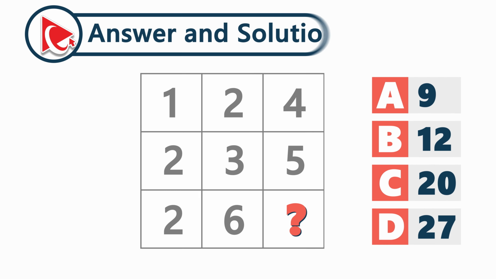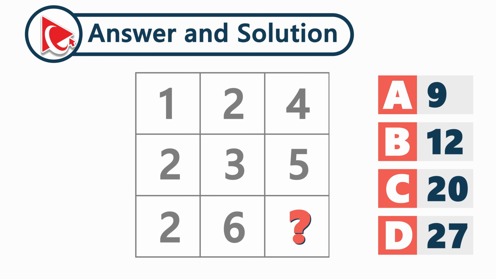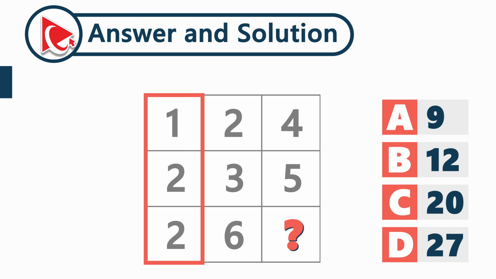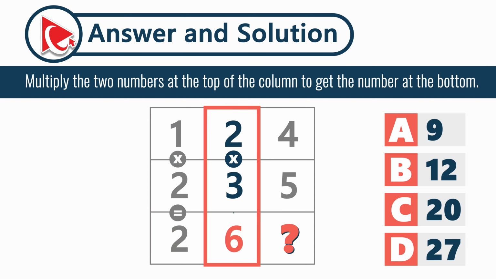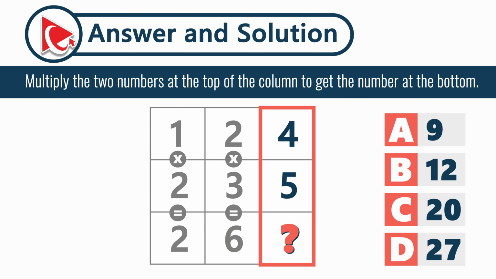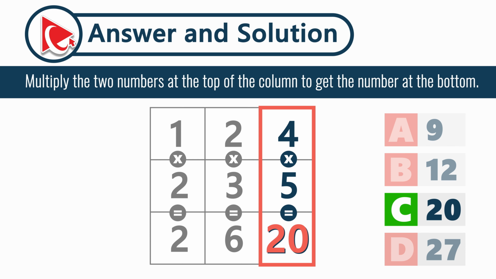The trick pattern here is very simple, but it's hidden in plain sight for most. Instead of rows, we need to focus on columns. In fact, we need to multiply the two numbers at the top of the column to get to the number at the bottom. Take a look at the first column. 1 multiplied by 2 equals 2. In the second column, 2 multiplied by 3 equals 6. And I think you know what the missing number is, don't you? 4 multiplied by 5 equals 20. And the correct answer here is choice C, 20.